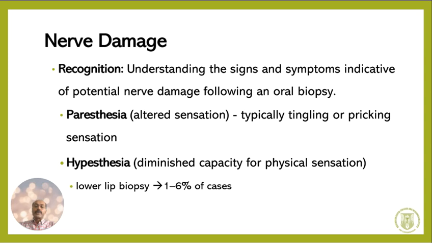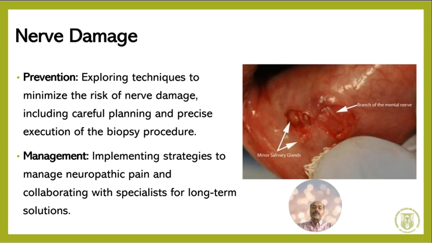Next, it is usually reported in lower lip biopsies, and it is seen in 1 to 6% of all cases. Next is prevention. Prevention of nerve damage is usually done by minimizing the risk, including careful planning and precise execution of the biopsy procedure. The management includes implementing strategies to manage neuropathic pain and collaborating with specialists for long-term solutions.